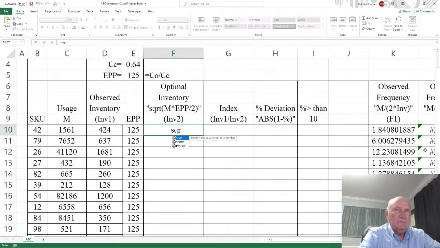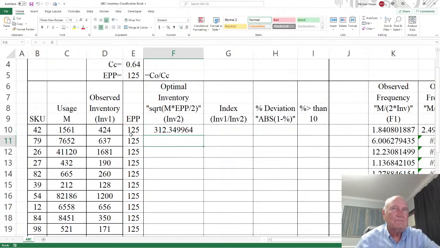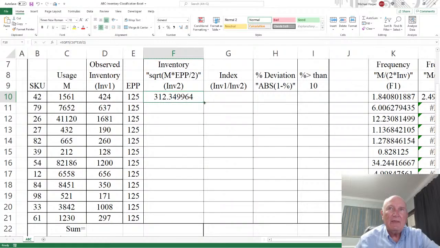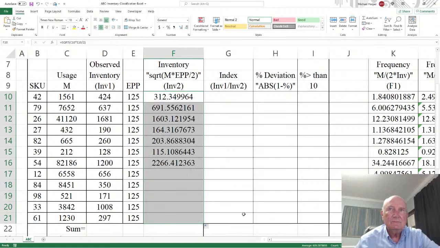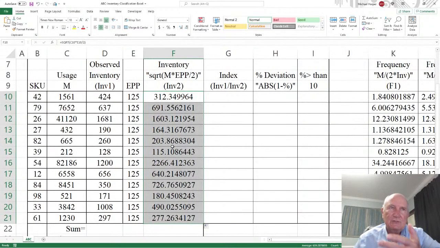Equals the square root of the m, which is right here, m, times EPP, which is 125, divided by 2. And there it is. And then I can copy that down, and that's my optimal inventory level from EOQ, basically EOQ theory, applied to annual dollars, usage, and ABC inventory classification.